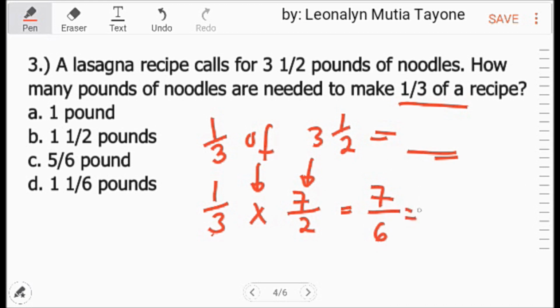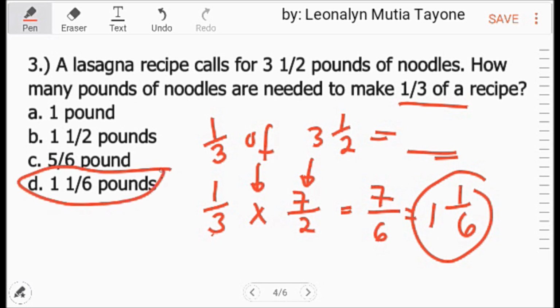Improper fraction ito, gawin nating mixed number. So that is 1. 7 divided by 6, that is 1. Ang remainder niya ay gawin nating numerator na 1 at kopyahin si denominator na 6. So ang answer dito ay 1 and 1/6, letter D.